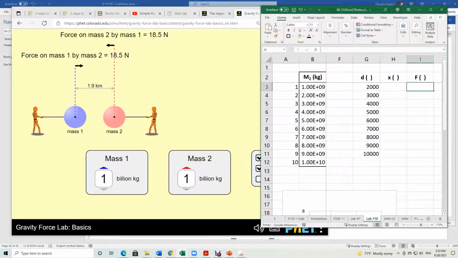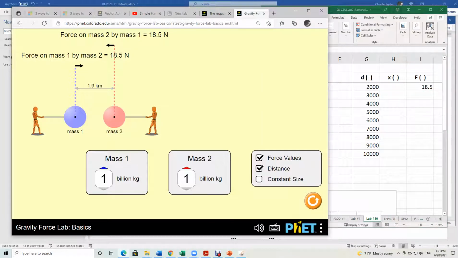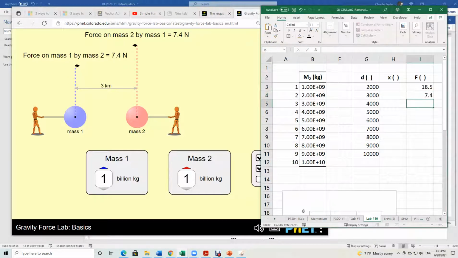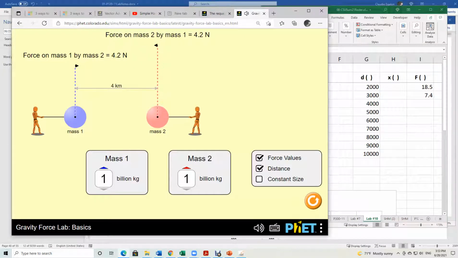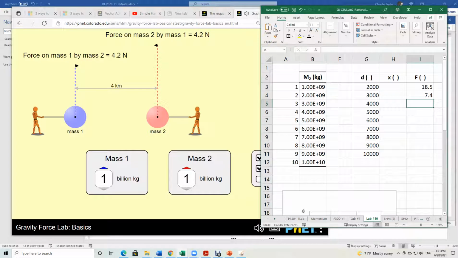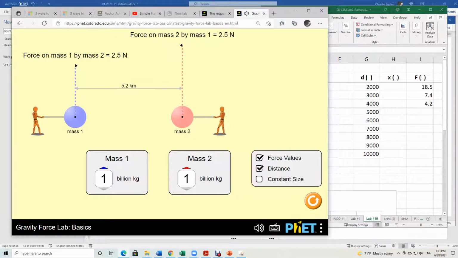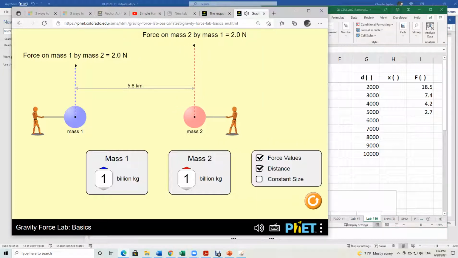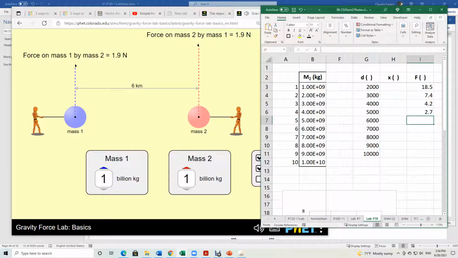18.5 newtons. So 18.5. 3 kilometers apart, or 3,000 meters apart, 7.4 newtons. Now see that the force decreases with the distance. 4 kilometers apart, 4,000 meters apart, 4.2. 5 kilometers apart, 2.7. 6, 1.9.